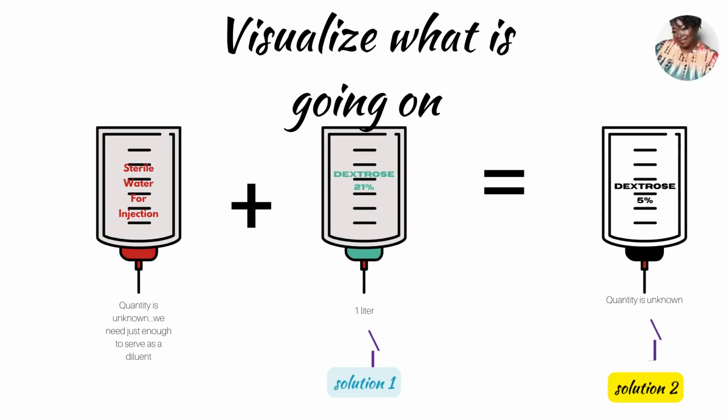It's important that you get a clear mental picture of what is going on. So you see that the sterile water for injection does nothing else but dilute. It's important that you phrase it that way, that it does nothing else but dilute, because when I show you the alligation method, that is important. For quantity times strength, it's necessary that one of your ingredients does nothing else but dilute.